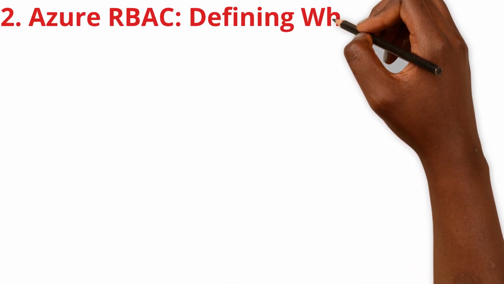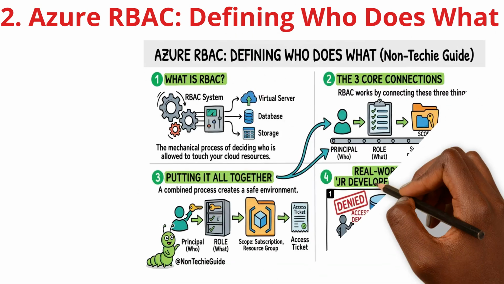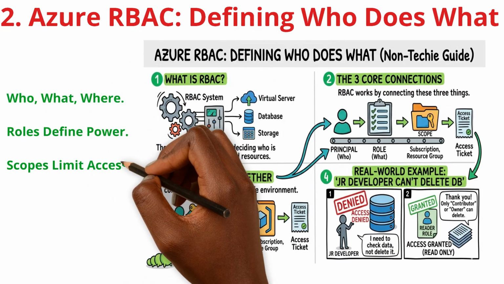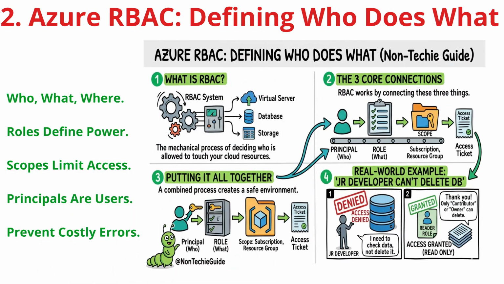In the massive world of Microsoft Azure, we need a reliable way to manage who can touch your cloud resources, like servers or databases. We call this RBAC, or Role-Based Access Control. Think of it as a mechanical process that connects 3 vital pieces. First, we have the principal. This is the who. It could be a person, a team, or even an automated piece of software. Next is the role, which defines the what. Roles are lists of permissions, like a reader who can only look, or an owner who can do everything.